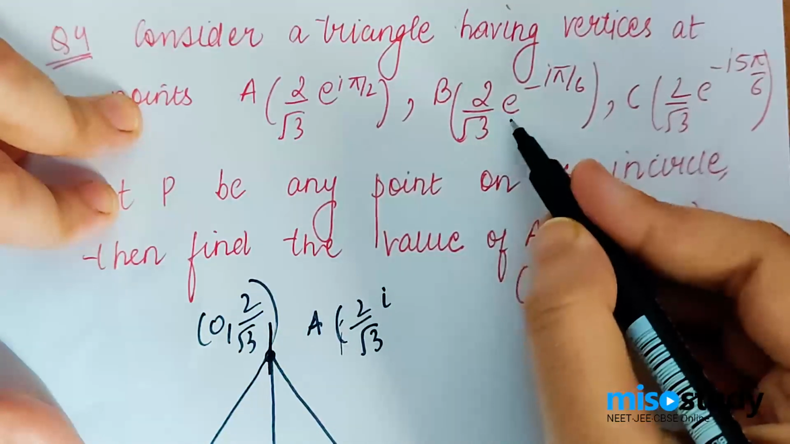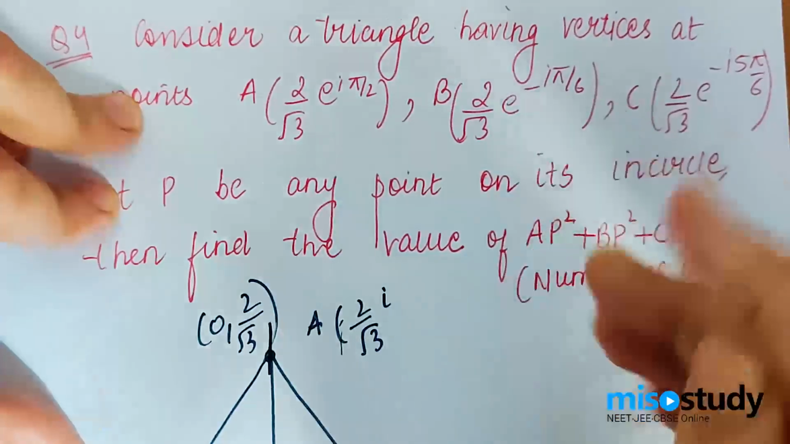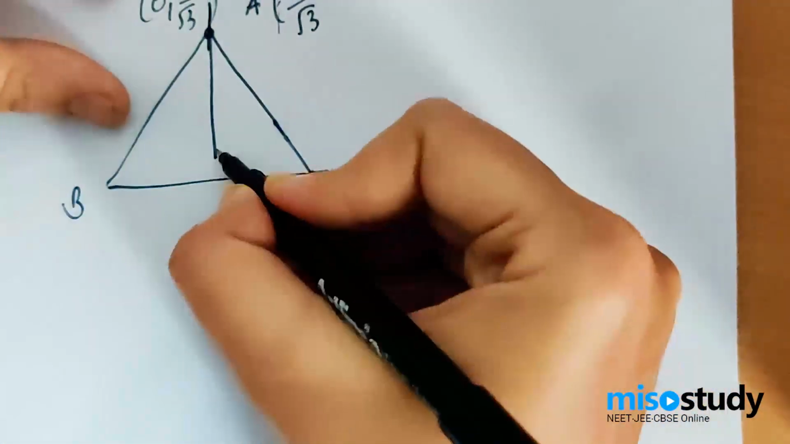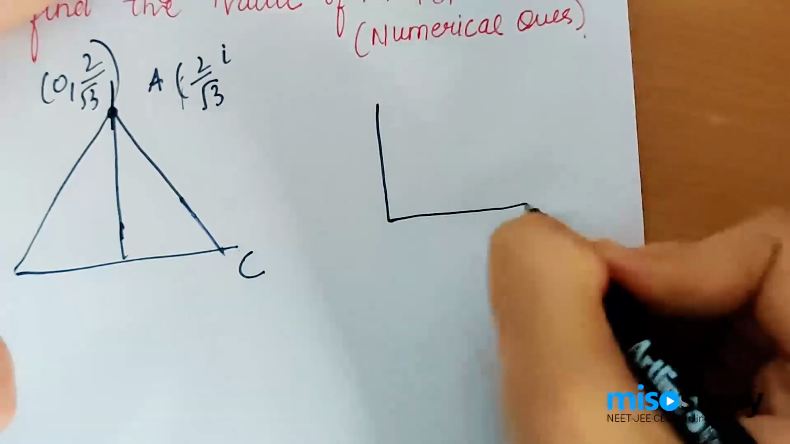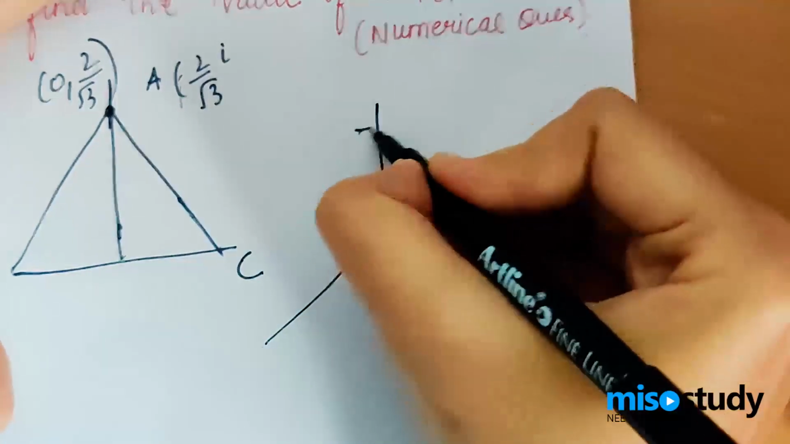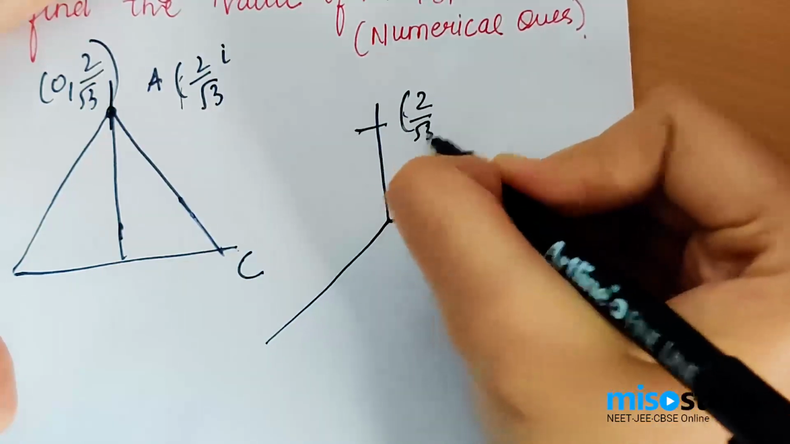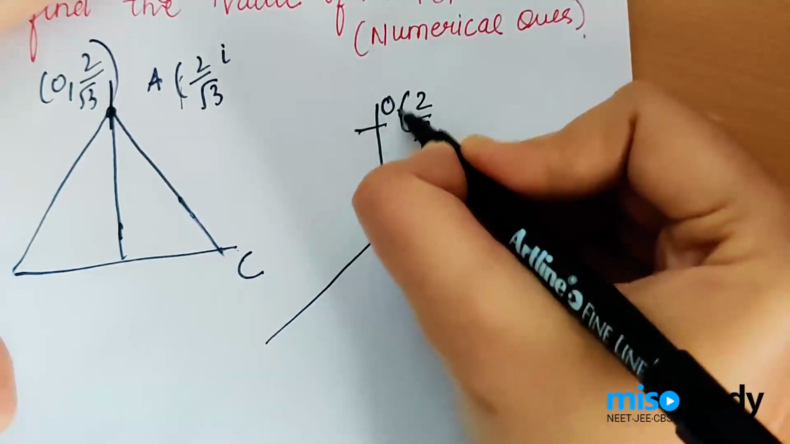and B is 2 root 3 e raised to the power minus iota pi by 6. So if I plot, this must be B. Let's plot it on the coordinate axis first. This is 2 root 3, 0 comma 2 root 3 iota.